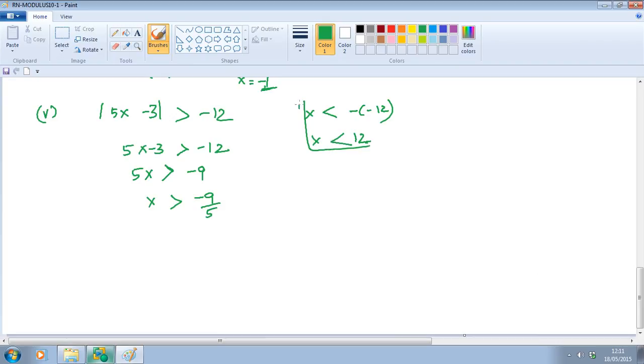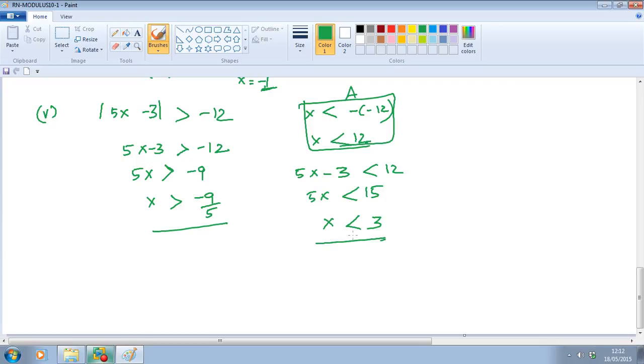This is the formula. Minus a, in this case it is not x, I'm sorry, it is 5x. Now 5x minus 3 is less than 12. If you add 3 on both sides, 5x is less than 15, or x is less than 3. Divide both sides by 5. So you got both answers: x is greater than minus 9 by 5, and x is less than 3.